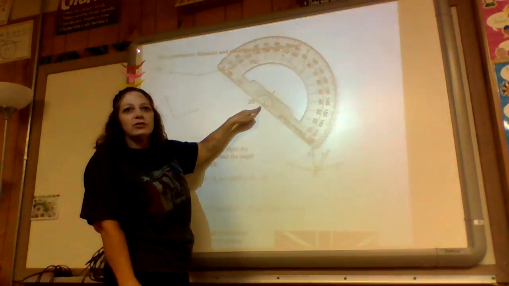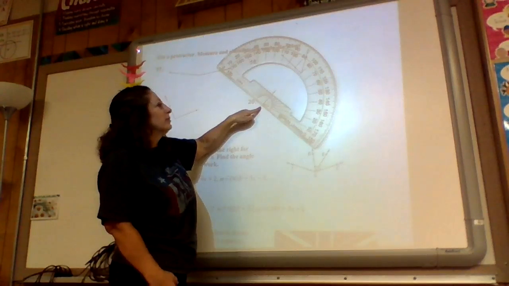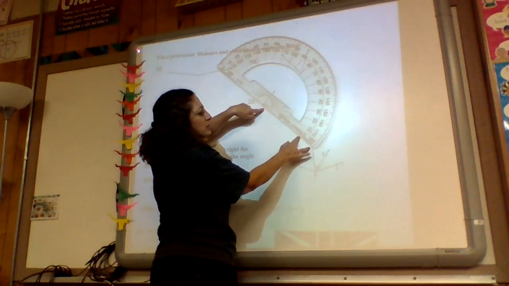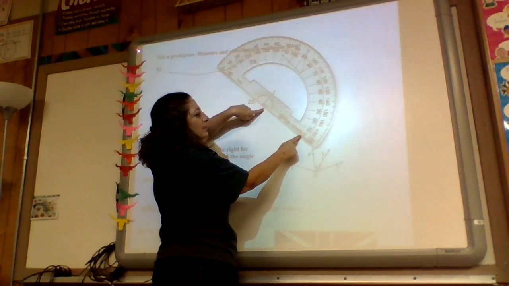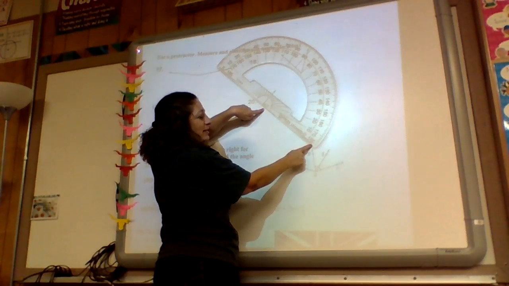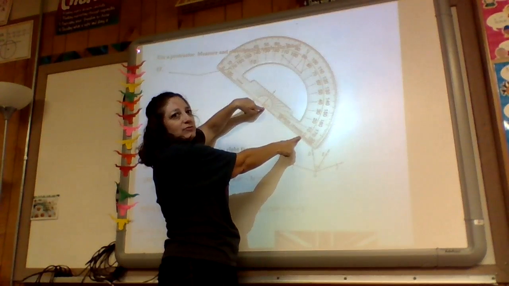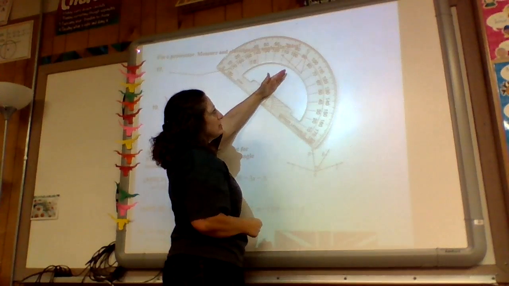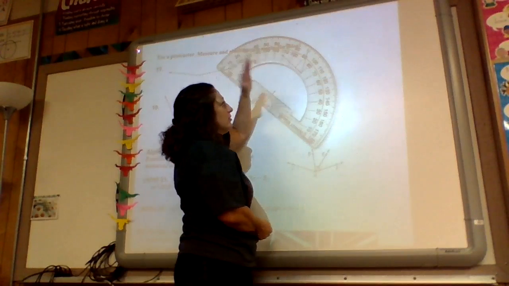Okay, do y'all remember how to use these? Have you ever used one? Kind of. You line it up. This is the 0, so which numbers will I be using, the outside or the inside? The outside's at 180, so I need to start at 0, so I'm going to be using the inside for this. So as my angle opens up, how far does it open? To 90. 90 degrees. So there's your 90 degree angle. Okay, so write 90 degrees there.